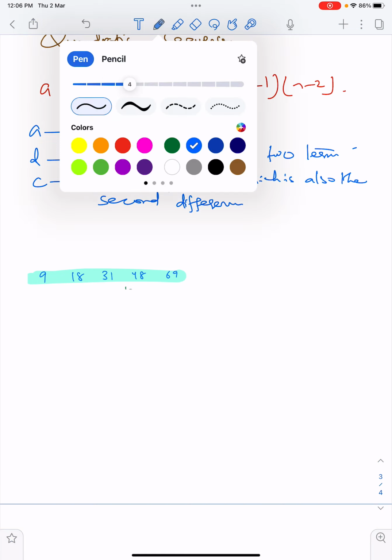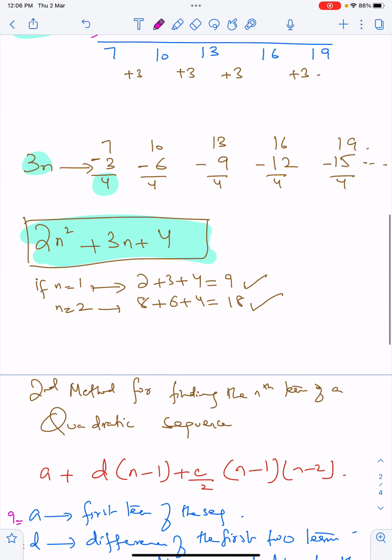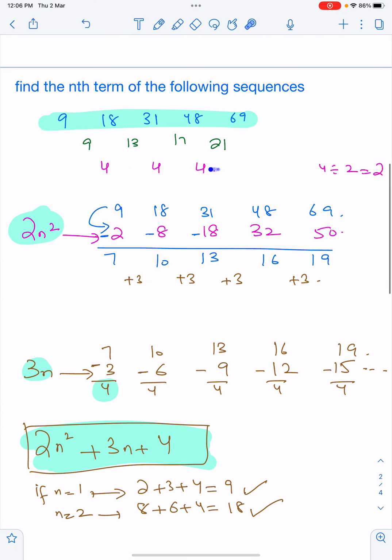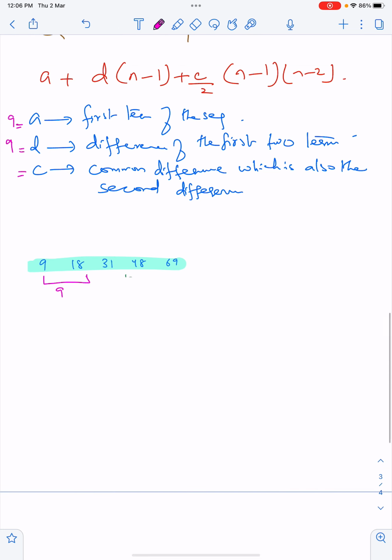In this particular example, the value of A is 9 because 9 is the first term of the sequence. The value of D is the difference of the first two terms, which is also 9. And the second difference, which was common, was 4, so the value of C is 4. We're going to plug this into the formula.